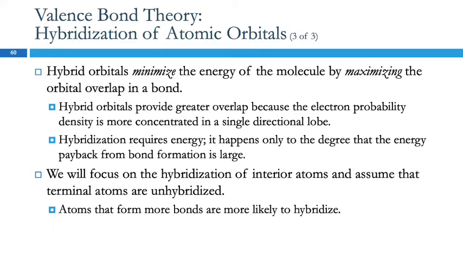So the hybrid orbitals will minimize the energy of a molecule because they maximize the overlap that you can get. You've got bigger overlap because the electron probability density is more in one direction than equal on both sides. It does require energy to hybridize these orbitals, and so it only happens when there's a payback of energy by a bond forming. So we're just going to look at hybridization of interior atoms and assume that the outer terminal atoms are unhybridized.